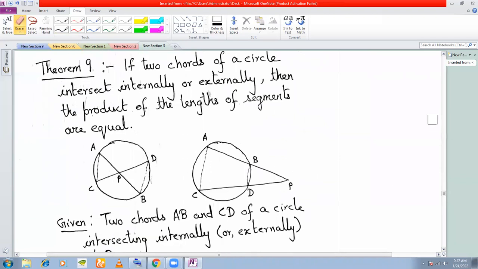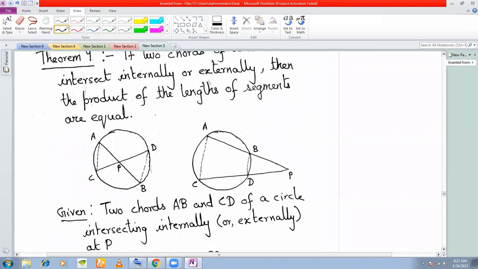Okay. This question is, if two chords of a circle intersect internally or externally, then the product of the length of the segments must be equal. Look at this, the first one, what this theorem means. You can have two chords which intersect each other internally inside the circle at P. Then, if this is the case, we can write the product of the length of their segments. That means PA into PB.